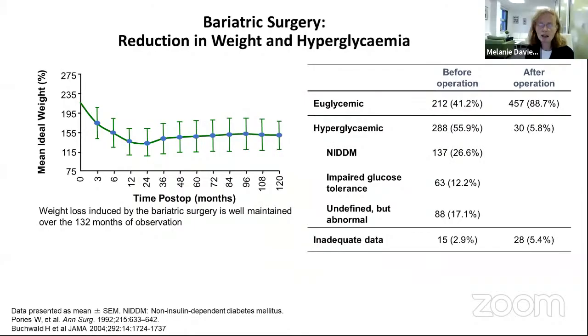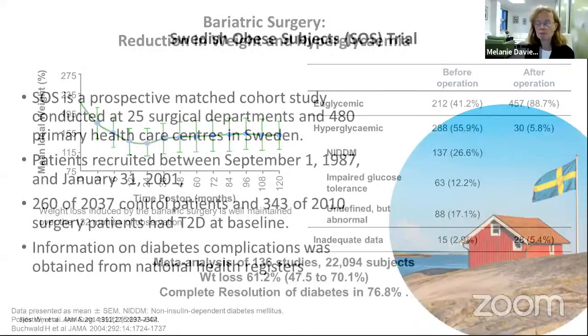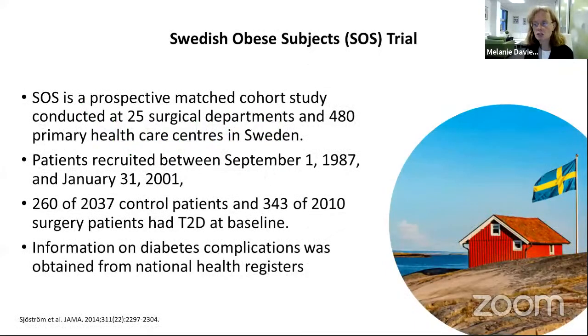Bariatric surgery, I think, is still in some areas an important intervention. It undoubtedly has the most profound evidence in terms of weight loss. So in this meta-analysis, in over 20,000 patients, the weight loss was around 60%, and three quarters of patients were able to achieve complete resolution of diabetes. So this is a powerful treatment, but of course it's not available to all of our patients with diabetes.